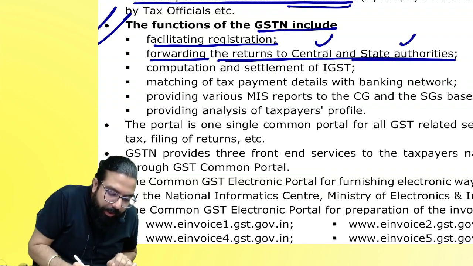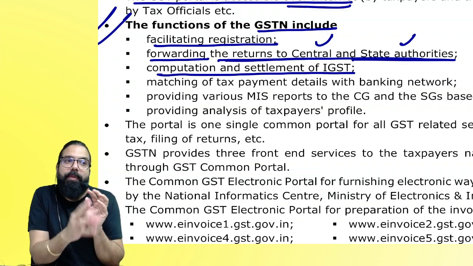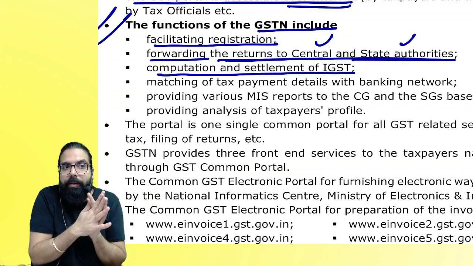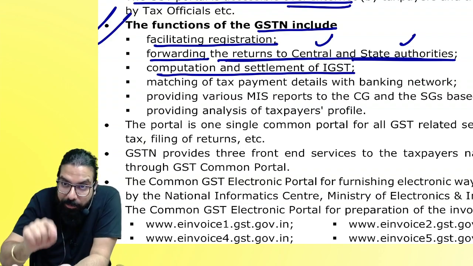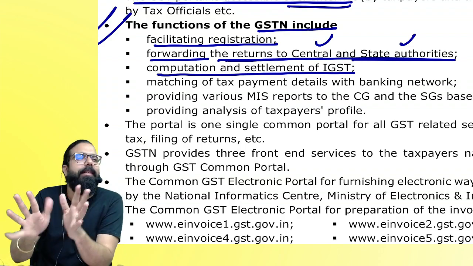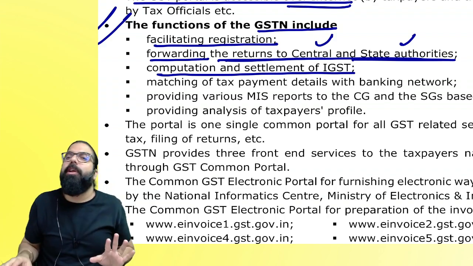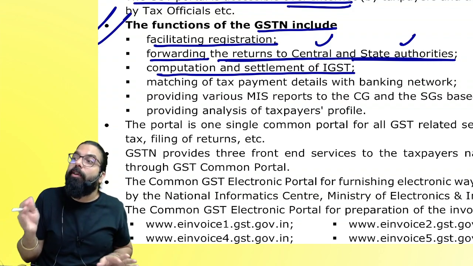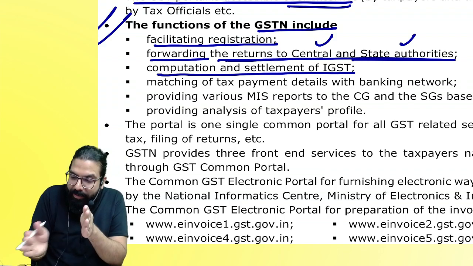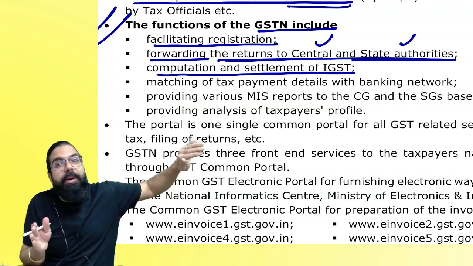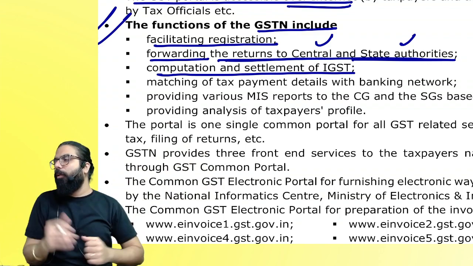The next, computation and settlement of IGST. Now you tell me one thing. Central government gives 50%, 50% to the state government. Do you think central government will actually sit and calculate, hey state, how much money I have to transfer to you? When you file the return, automatically the portal will calculate. So GSTN has one more work: how much of the IGST is to be retained by the government? How much is to be transferred to which state? Who will tell? Goods and Service Tax Network.